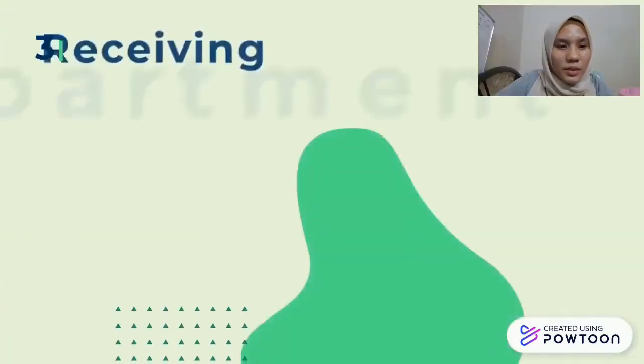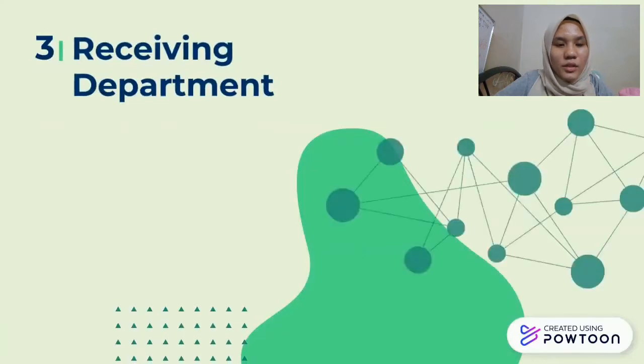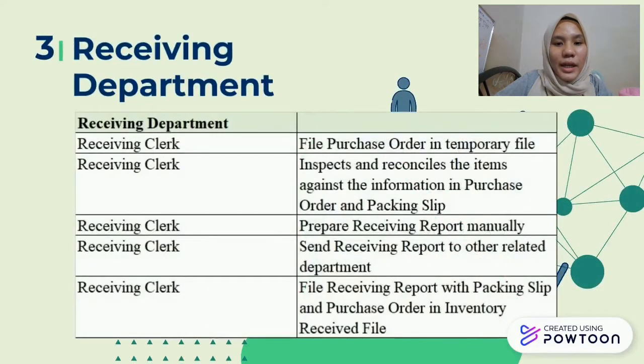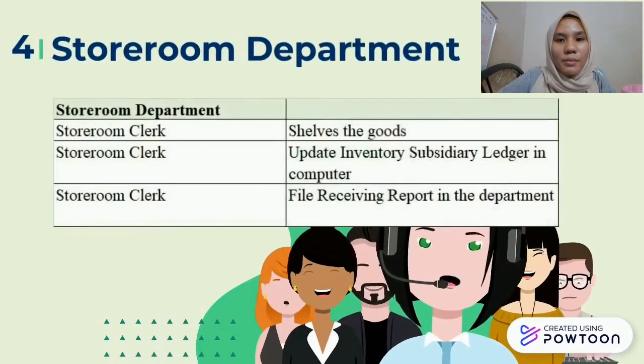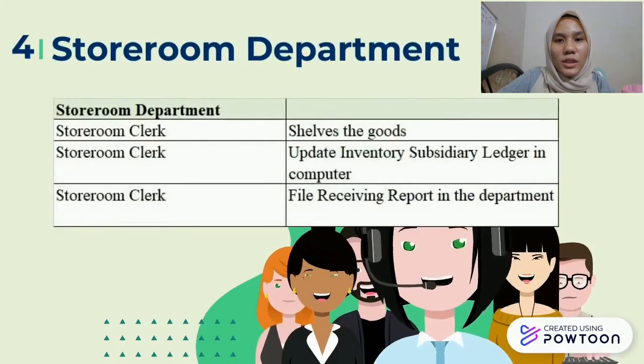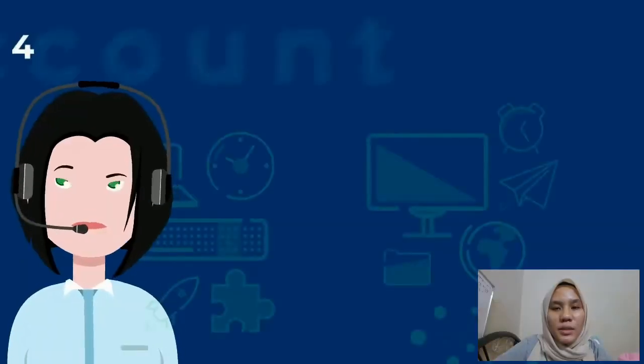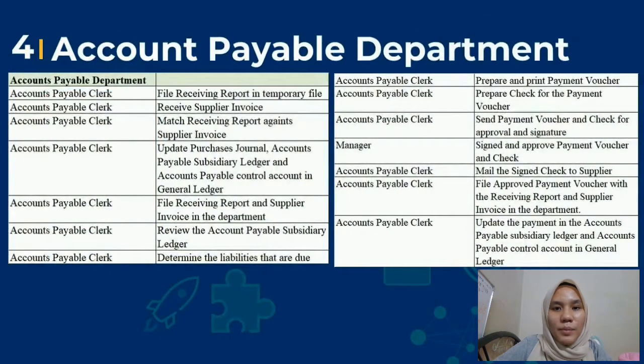Next, the receiving department. Their main task is to receive goods from the supplier and prepare the receiving report. The next is the storeroom department. Their main task is to place the goods on the shelf. Lastly, the account payable department. In this case, the account payable department needs to carry out two tasks, which are updating account payable and submitting payment to the supplier.